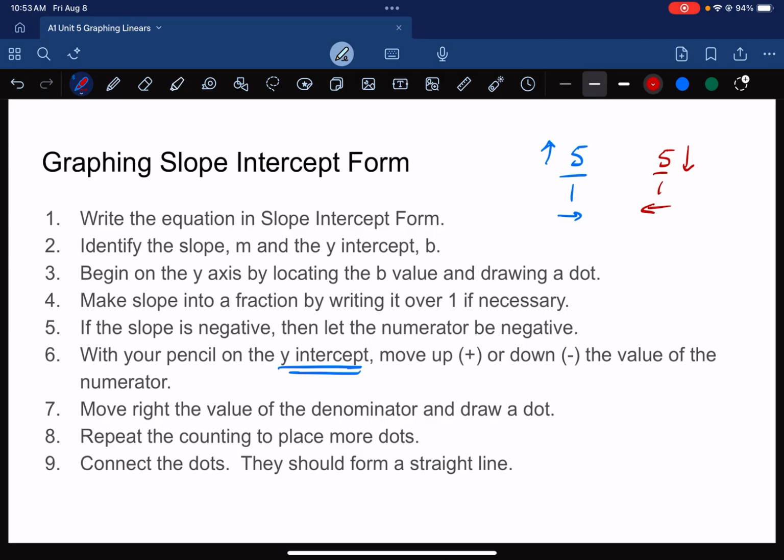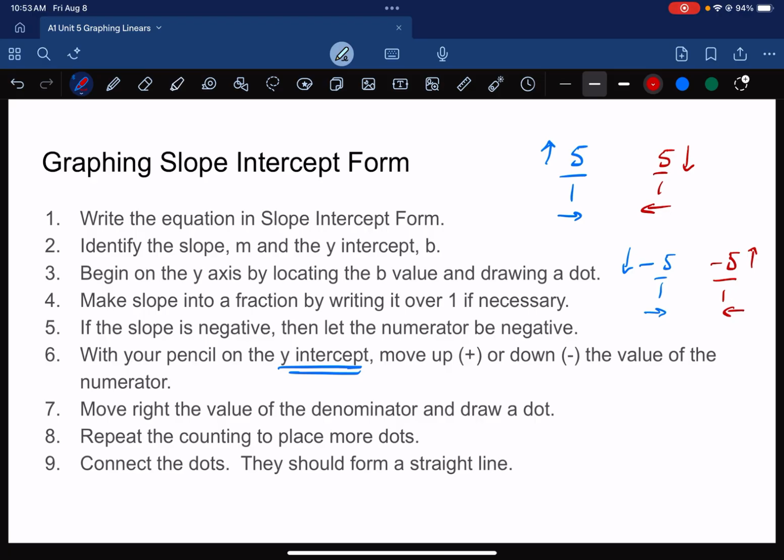So you're going to end up back on the line if you go in the complete opposite direction. Up and right is the same as down and left, okay? Or if you have a negative slope, down and right is the same as up and left, okay? You can always just completely reverse that slope, all right?